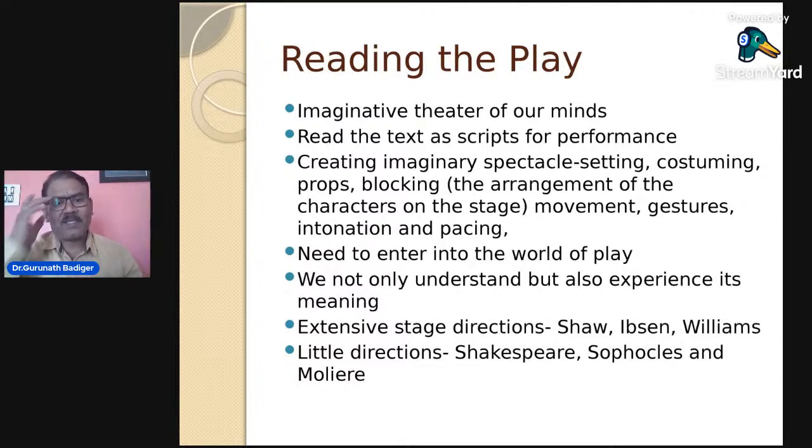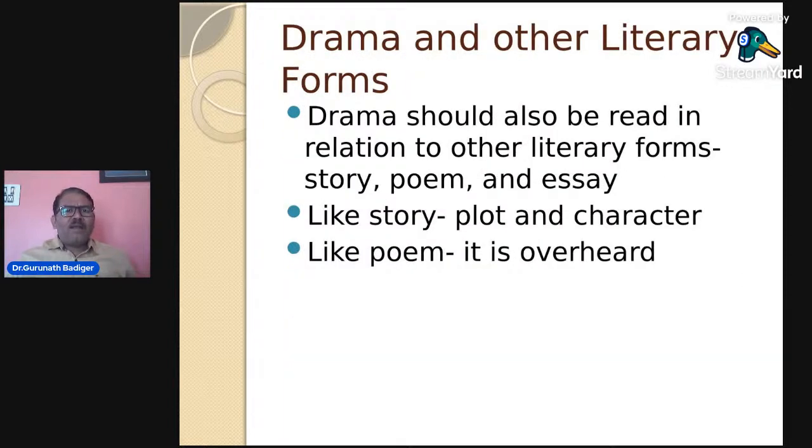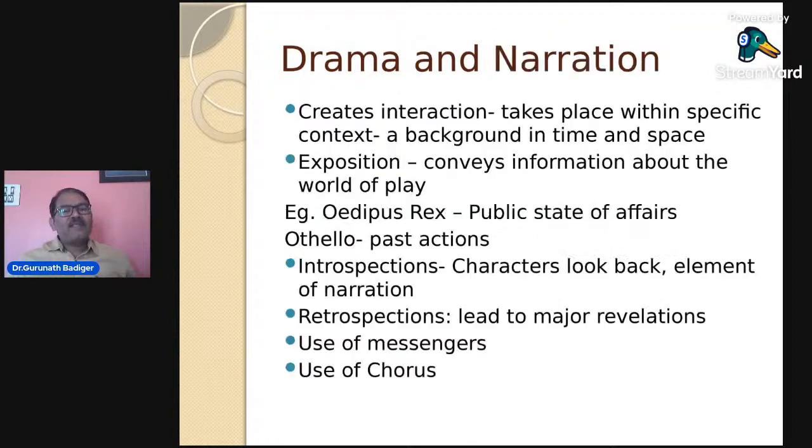Extensive stage directions, particularly in Shaw, Ibsen, Williams. No stage directions in case of Shakespeare, Sophocles, and Molière. And we should also know how to link drama with short story, poem. This is something about drama.